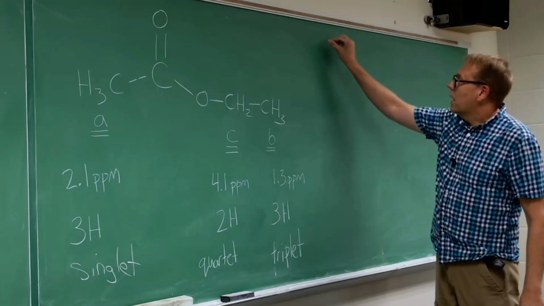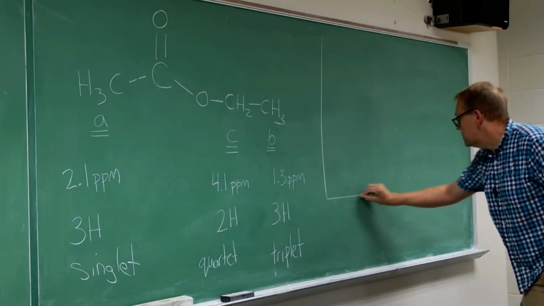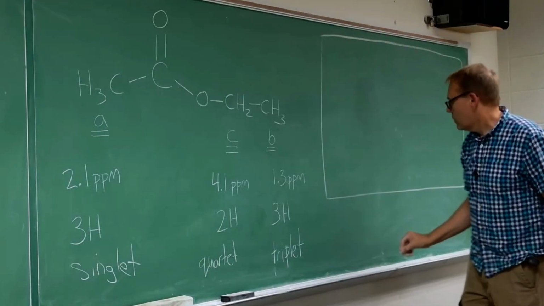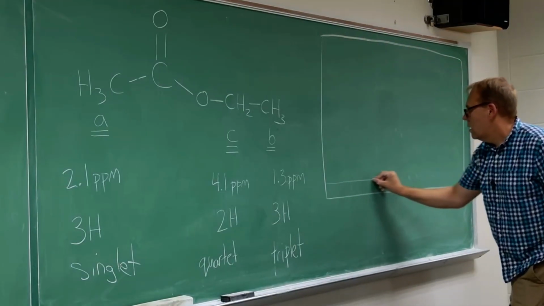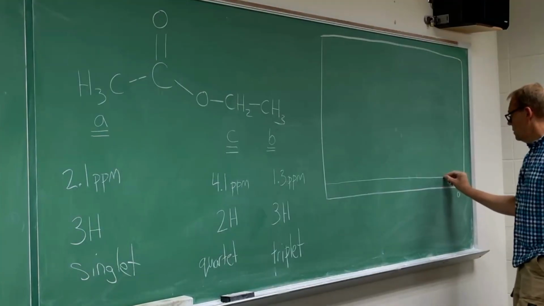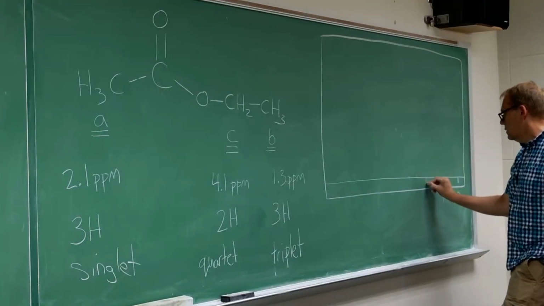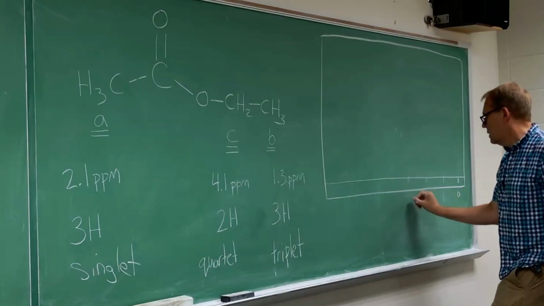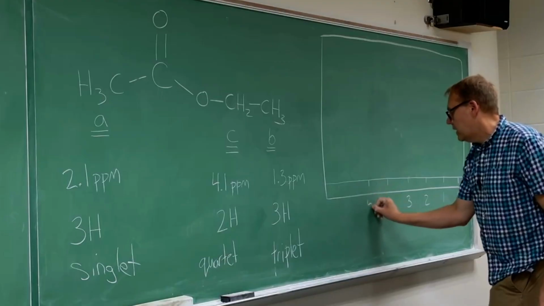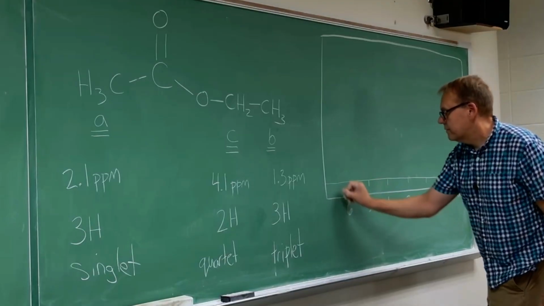So if I go over here and draw a spectrum for this thing, a predicted spectrum, I'm going to have my 0 mark right there. I'm going to put 1, 2, 3, 4, 5, 6. We're not going to use this part of the spectrum.